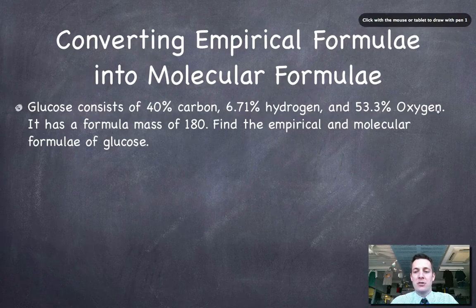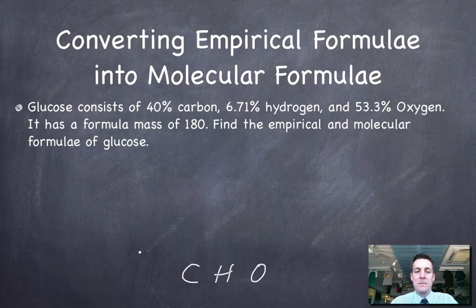Glucose contains carbon, hydrogen, and oxygen. So, my formula is going to have those 3 elements. It has a formula mass of 180. This means that one molecule of glucose weighs 180 grams per mole. So the sum of the atomic masses in glucose is 180. We'll use that in a minute. We'll find the empirical formula first.